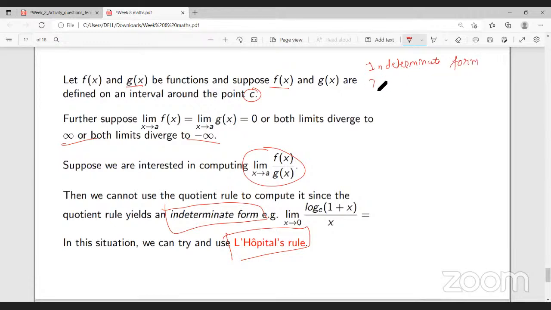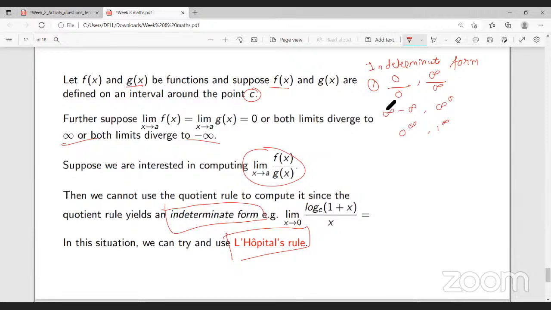0 by 0 form. Yes, so 0 by 0, infinity by infinity. The others are also there, like infinity minus infinity, 0 to the power 0, infinity to the power 0, 1 to the power infinity. 1 by 0 is infinity only, no? 1 by 0 is infinity.